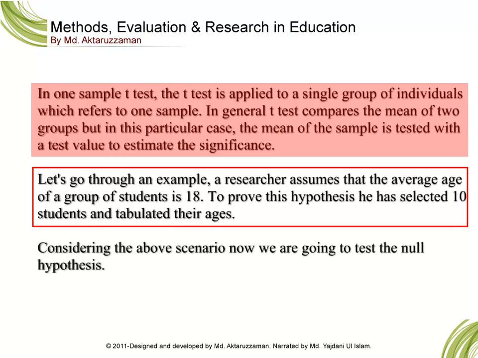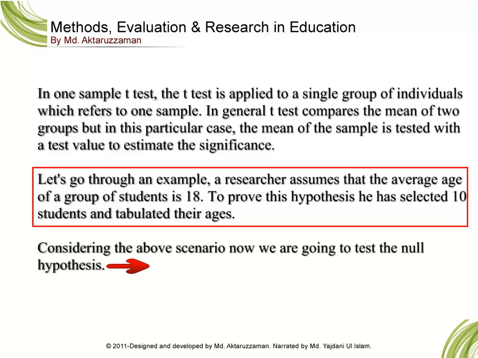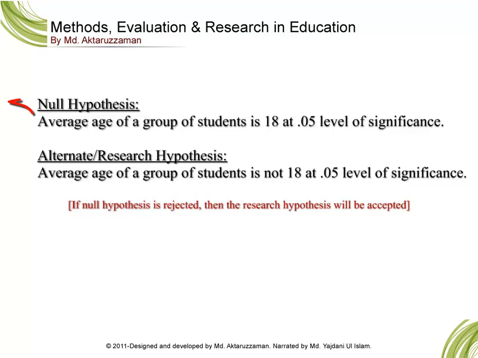Let's go to an example to clear out your confusion. A researcher assumes that the average age of a group of students is 18. To prove this hypothesis, he has selected 10 students and tabulated their ages. Considering the above scenario, now we are going to test the null hypothesis. The null hypothesis is average age of a group of students is 18 at 0.05 level of significance.